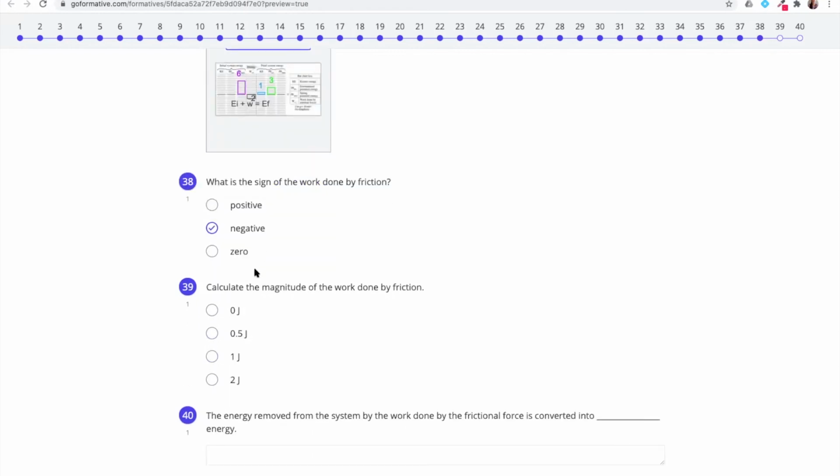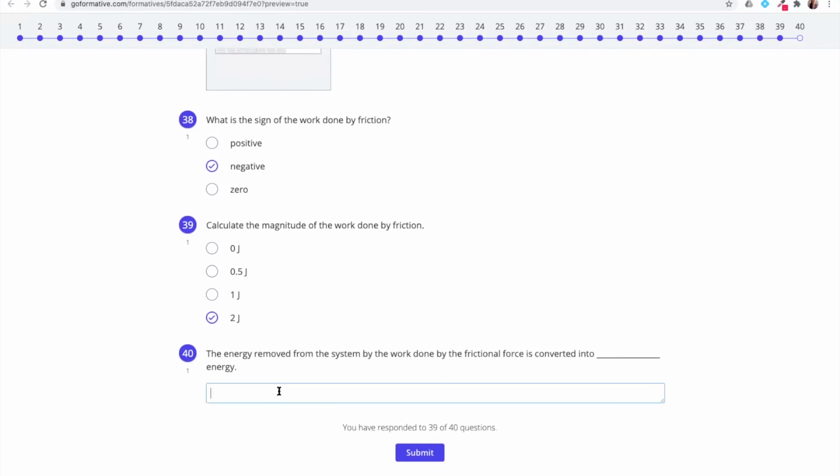And the magnitude of the work is 2 because magnitude is absolute value. The energy removed from the system by the work done by the frictional force was turned into thermal energy, or heat, and then hit submit, and you're done.